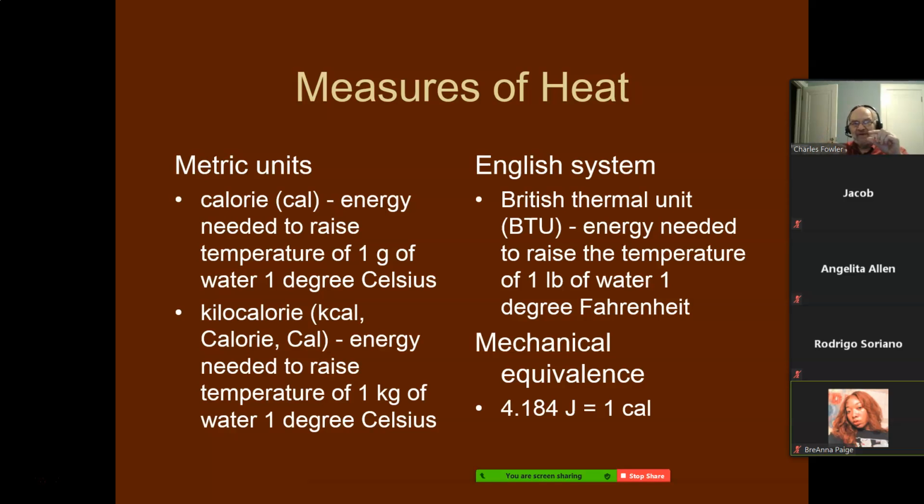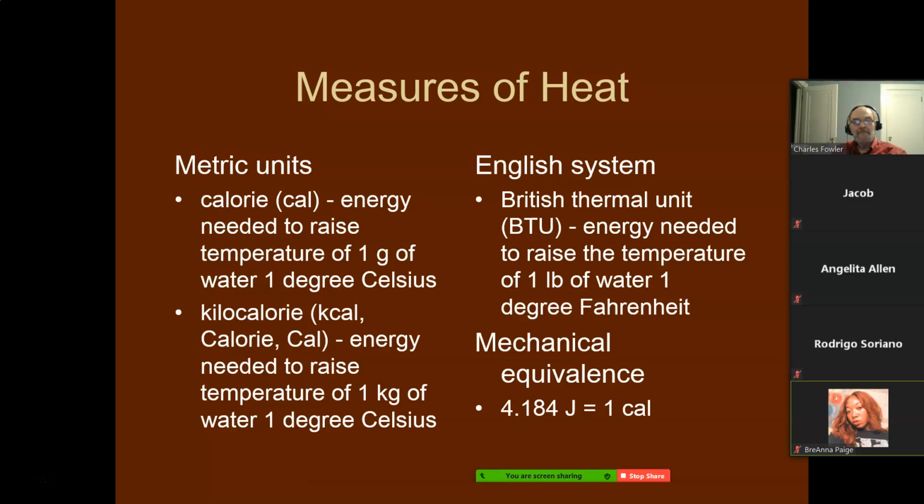Remember, a degree Fahrenheit is about half the size, a little bit more than half the size of a degree Celsius. So it's raising it a smaller amount, but a pound of water is way, way, way, way bigger than a gram of water. So a kilocalorie is a little bit more than a BTU. A BTU is way more than a calorie.